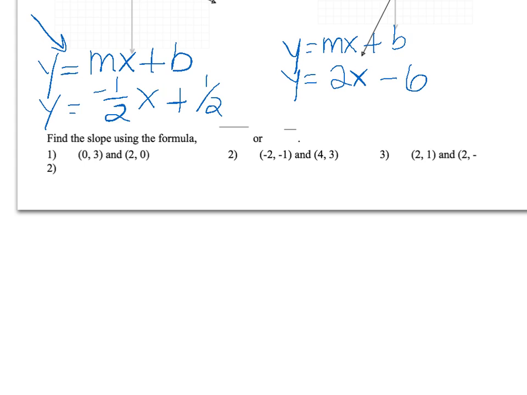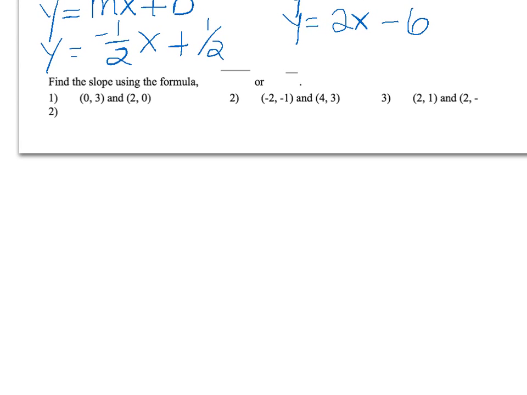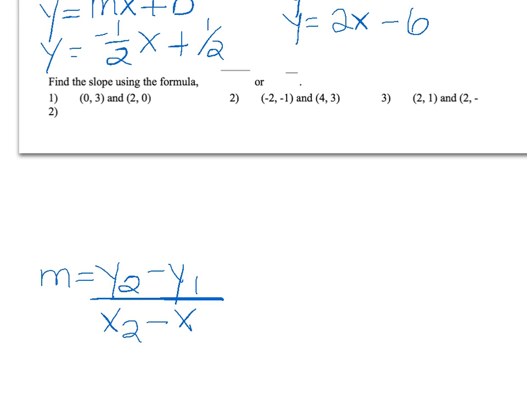Okay, down here we have finding the slope using the slope formula, and the slope formula is something that you have to memorize. It will be on your reference sheet for the exam. And it says m equals y2 minus y1 over x2 minus x1. And I just go by saying, okay, 0, 3, that's an x and that's a y, 2, 0, that's an x, that's a y. And you can do any order that you want. You just have to be consistent when you set it up as a ratio.